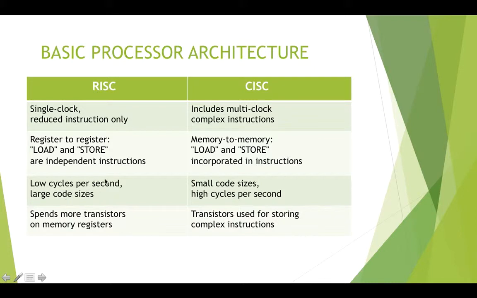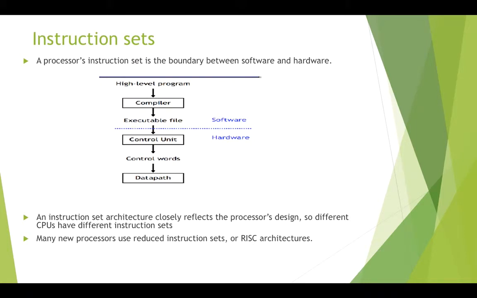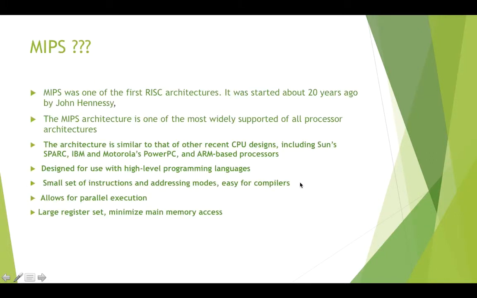Now there's a trade-off. For RISC, the code size is larger, but we have the advantage that the number of cycles per instruction is low. For CISC, the code size is smaller, but the number of cycles per instruction is very high. RISC spends more transistors on memory registers and CISC spends more transistors on storing the complex instructions. What is basically an instruction set? It is nothing but a boundary between the software and the hardware components. Most of the processors these days are using RISC architectures.